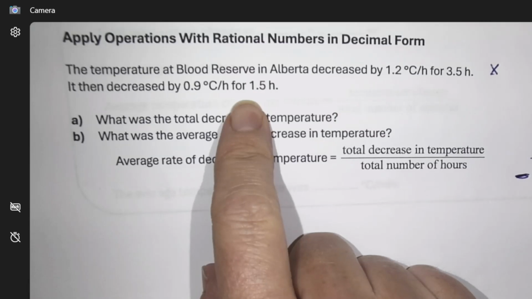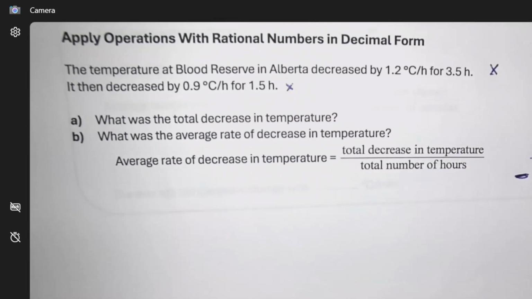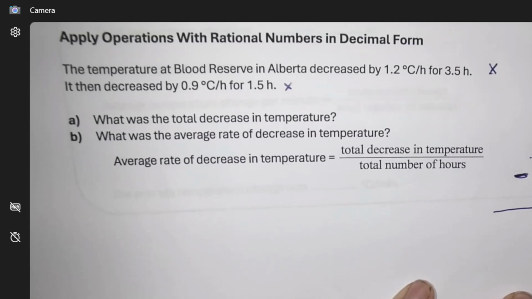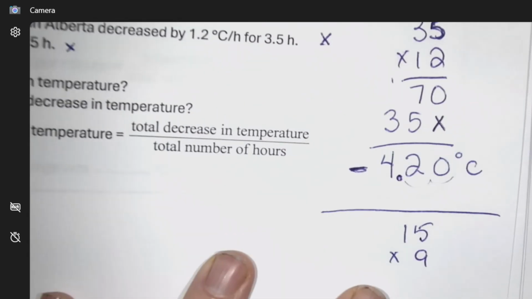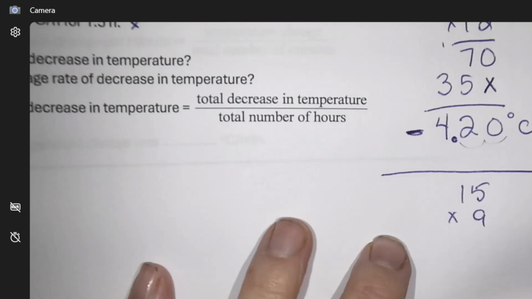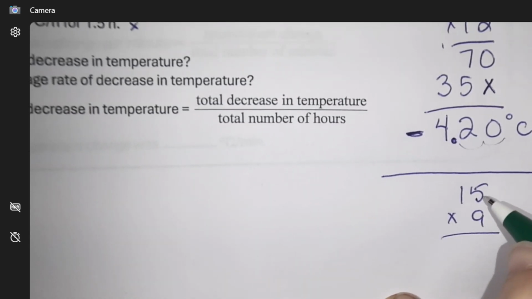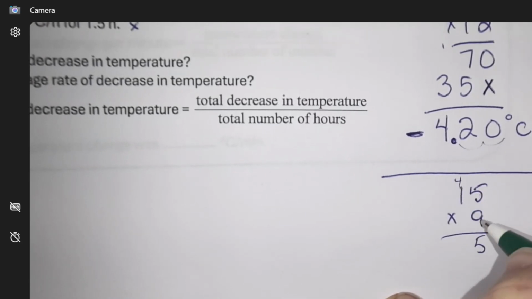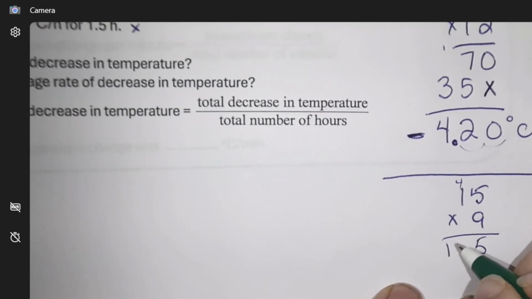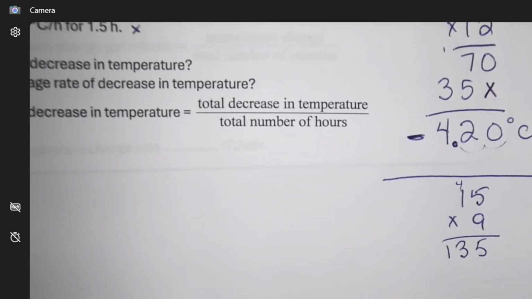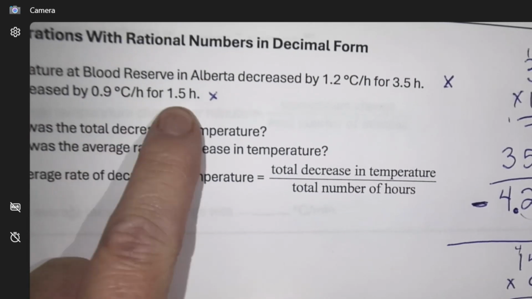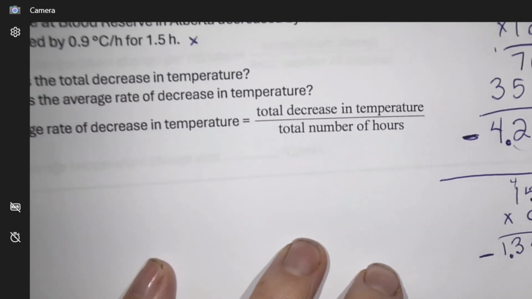So here we go again. So are we going to do the same thing? We're going to times. So I'm going to do 15 times 9. So again, no decimals on it. 15 times 9. So 135. And how many decimals should I go into that? 2. Because this has 1 and this has 1. And I'm going to put negative.